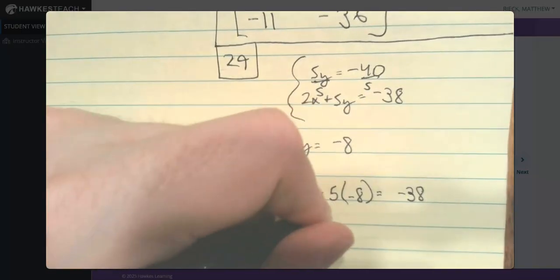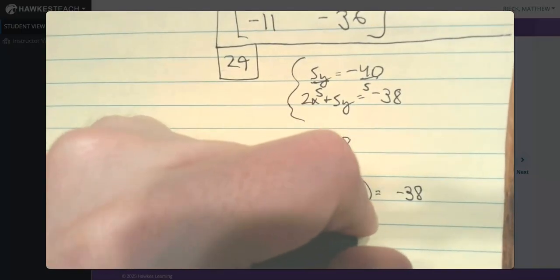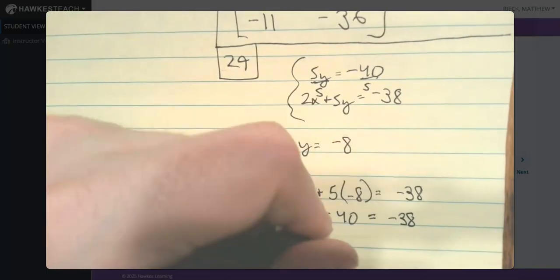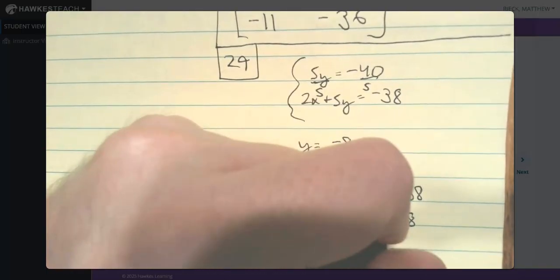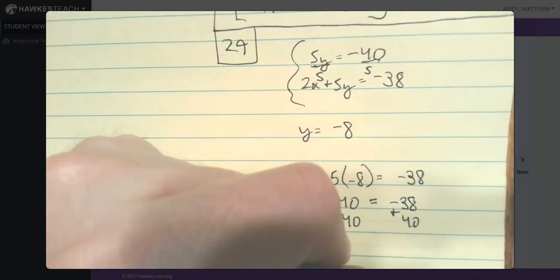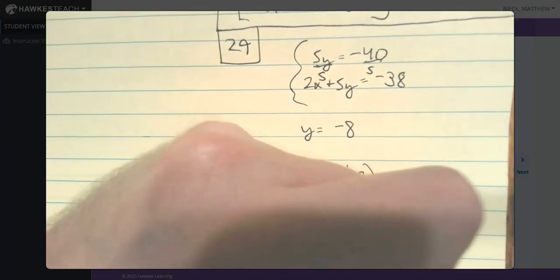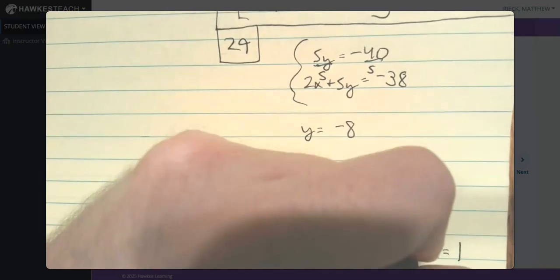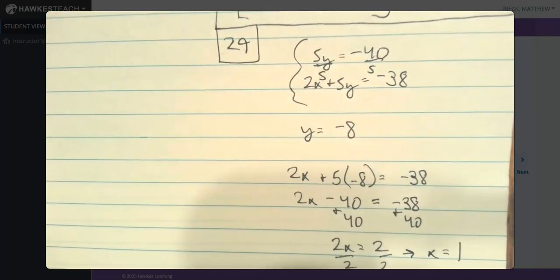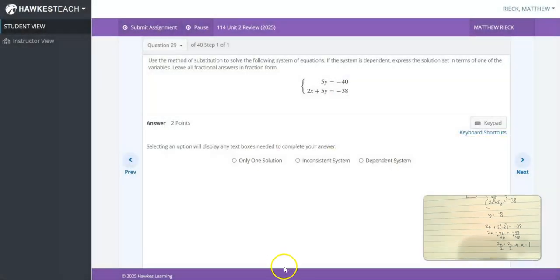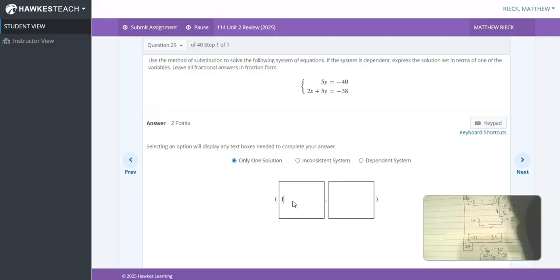So you have 2x minus 40 equals -38. So then we can add 40 to each side. So you have 2x equals 2. Divide by 2. So you have x equals 1. So yes, in this case there's one solution, and that's going to be 1, -8.